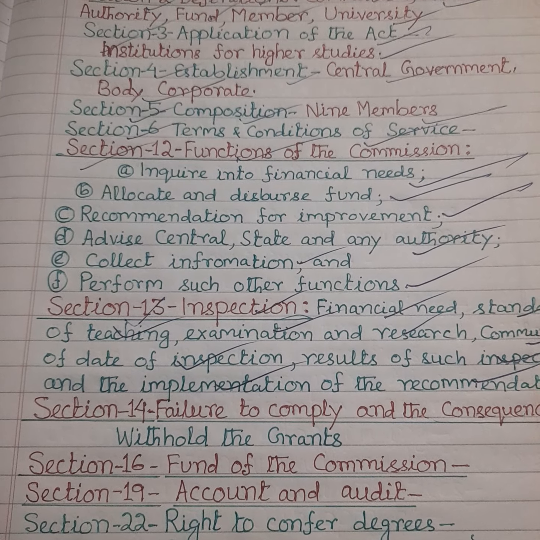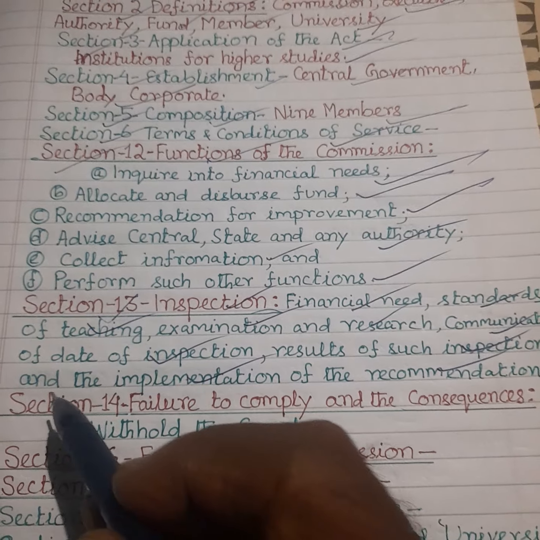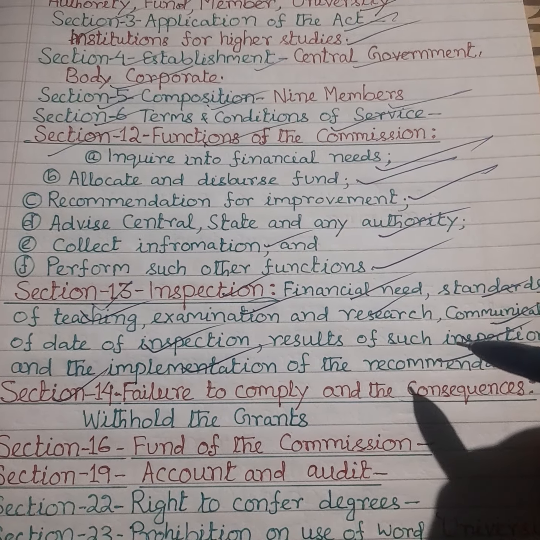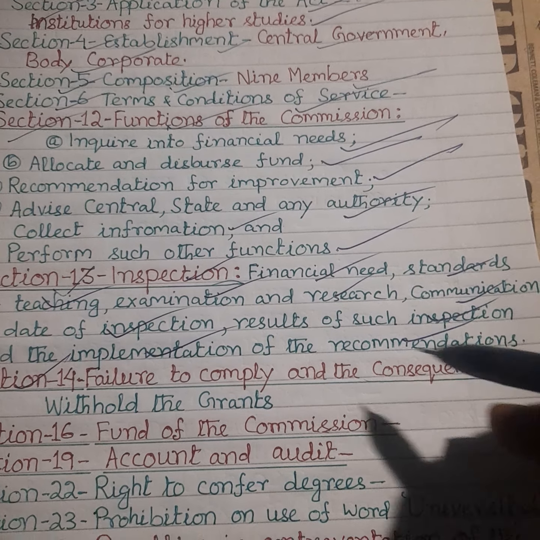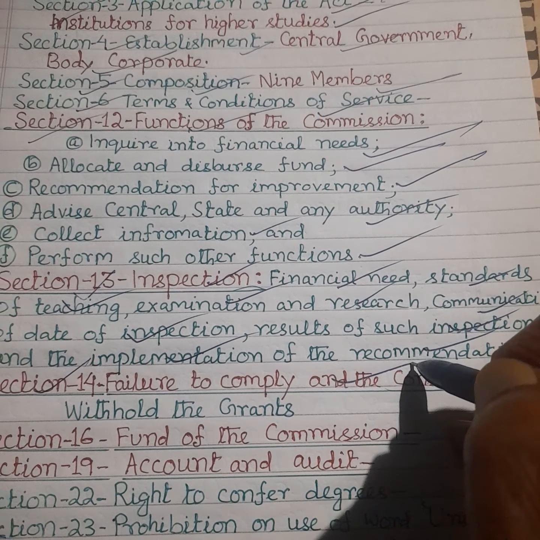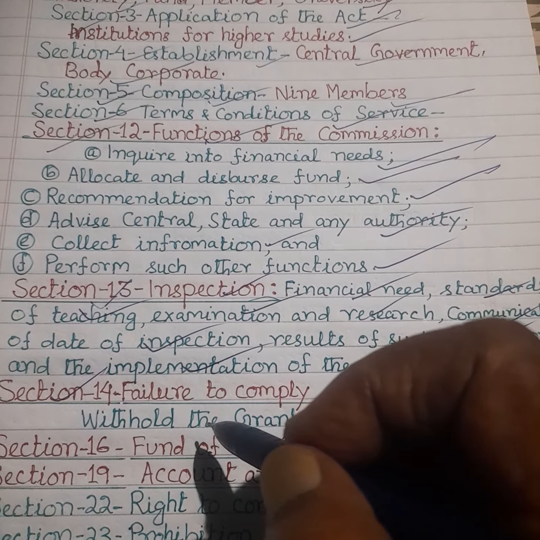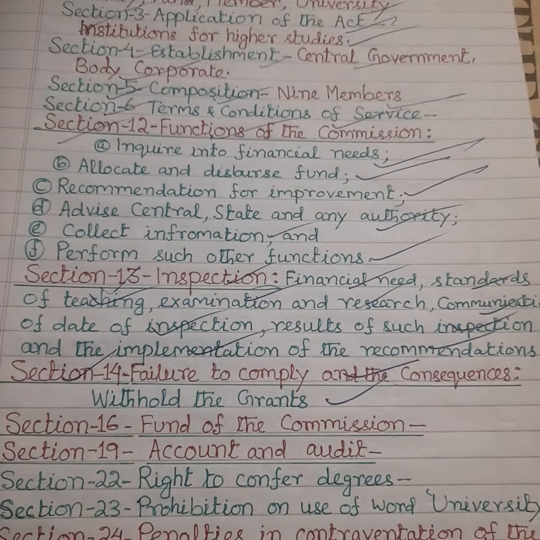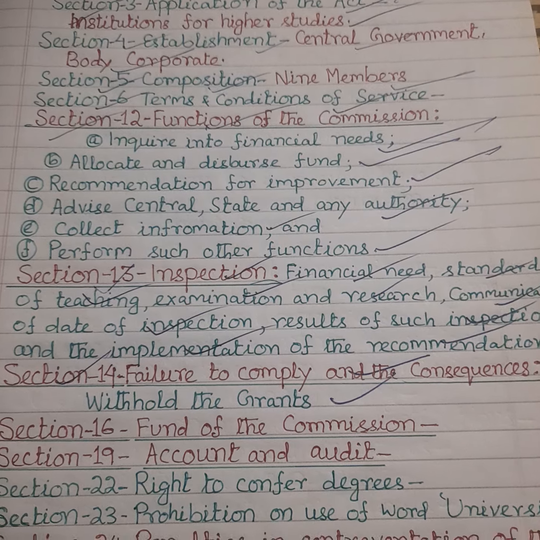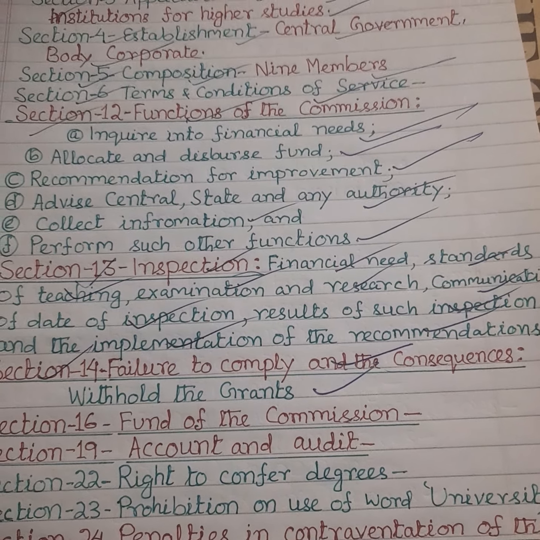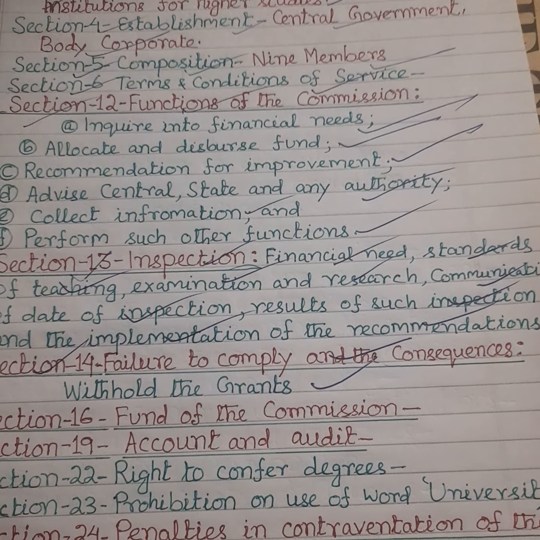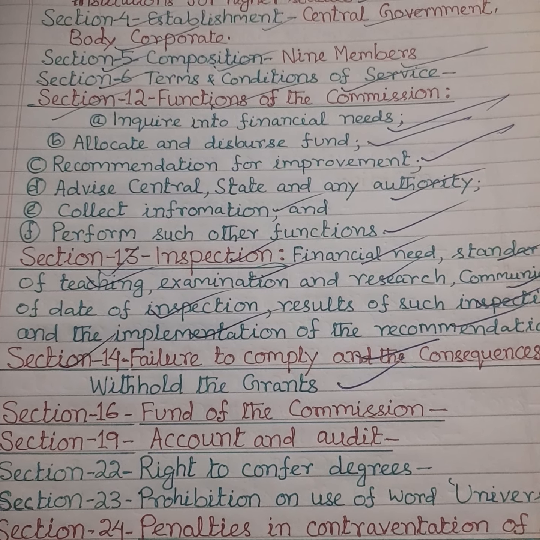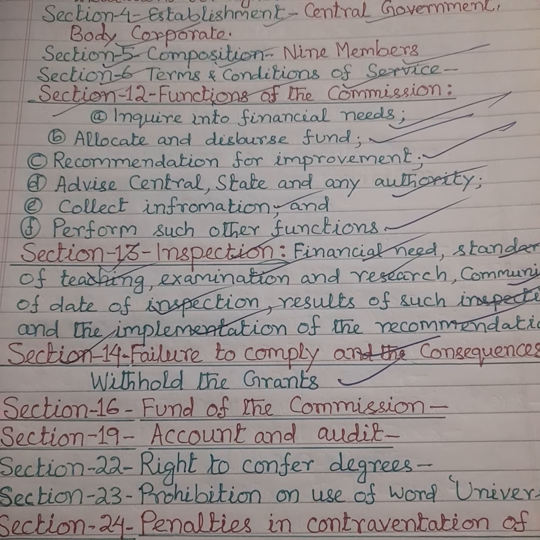And now we would like to discuss Section 14 and what exactly it provides: failure to comply and the consequences, particularly regarding withholding the grants given by the University Grants Commission. Section 14 of the Act provides the consequences of failure of universities to comply with recommendations of the Commission.